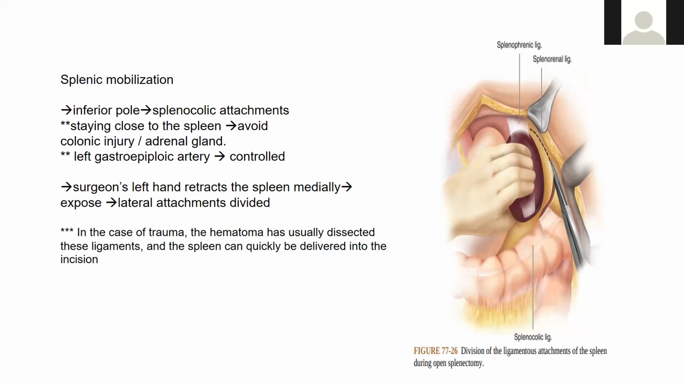So your left hand is key here, because you retract the spleen medially and you work around the attachments, trying to divide those attachments, splenorenal and splenophrenic. In the setting of trauma, usually this dissection is done for you, and the hematoma usually pushes the spleen anteriorly, so you don't have to do much dissection around the lateral ligaments. You just take control of the hilum after you do your four quadrant packing.